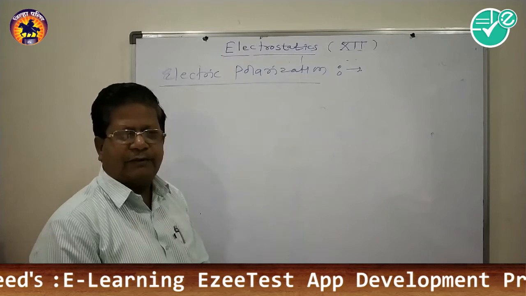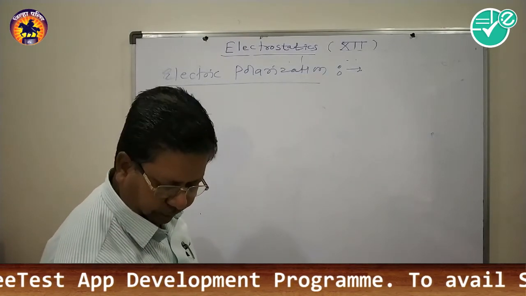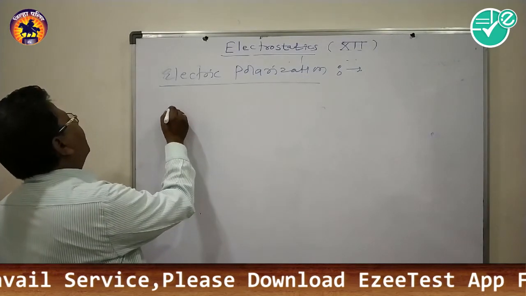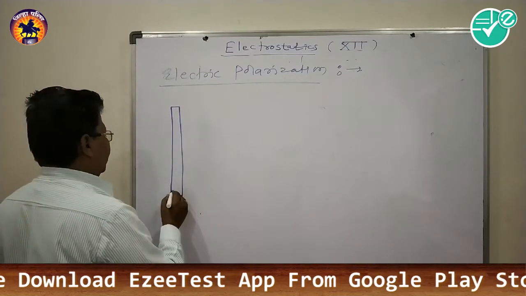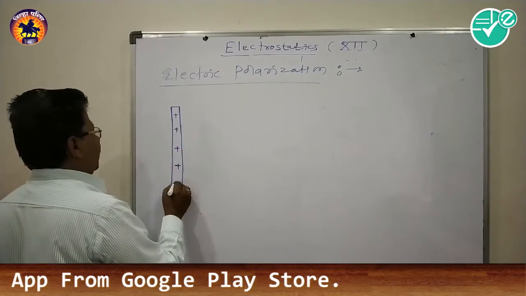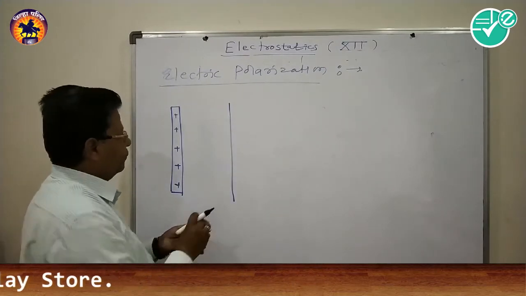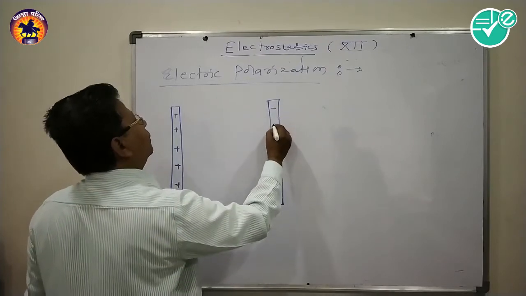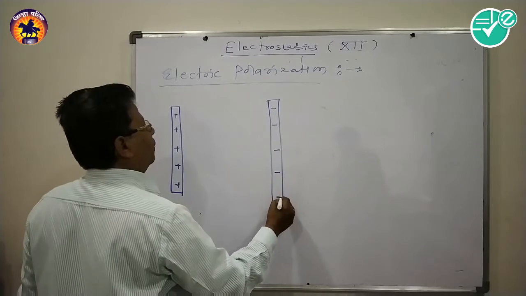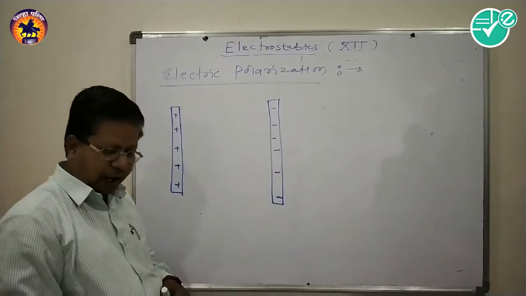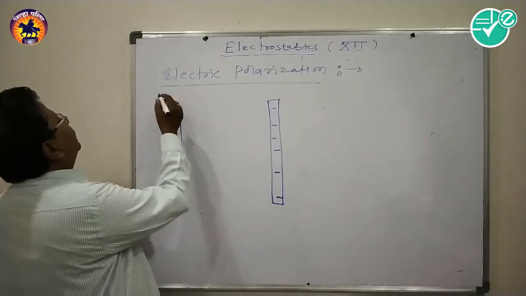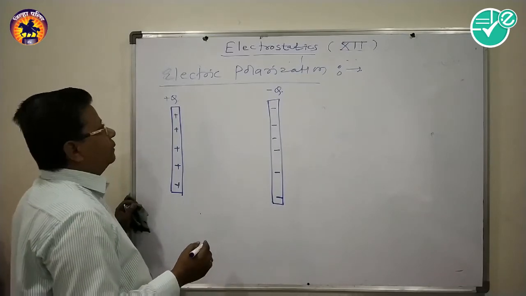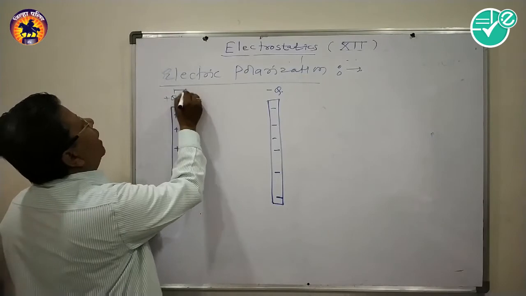So electric polarization can be explained by, if the electric field is developed between the two plates due to uniform distribution of the charge, then let us suppose that plus Q be the charge on one plate and minus Q be the charge on the second plate, and these two plates are separated by a small distance d.